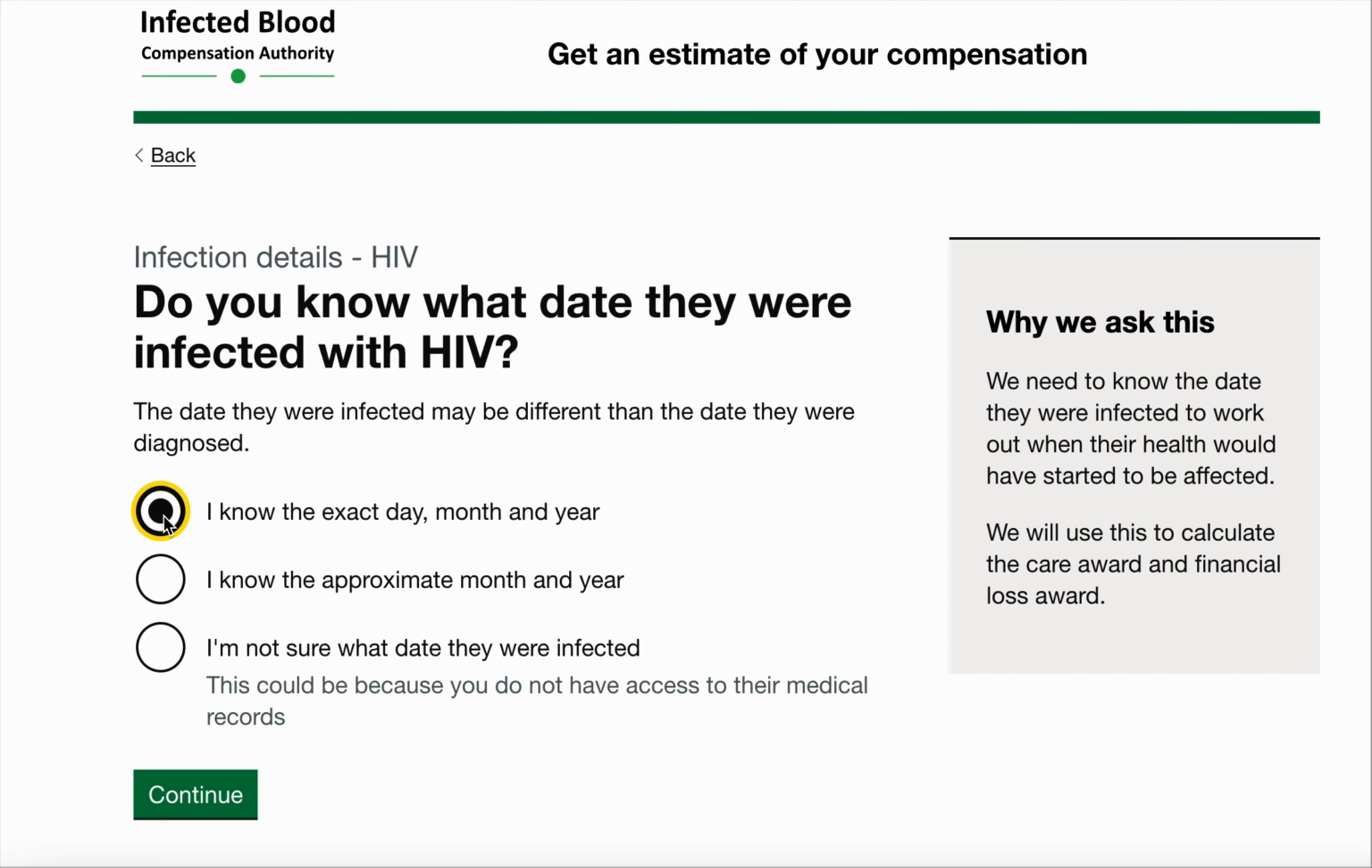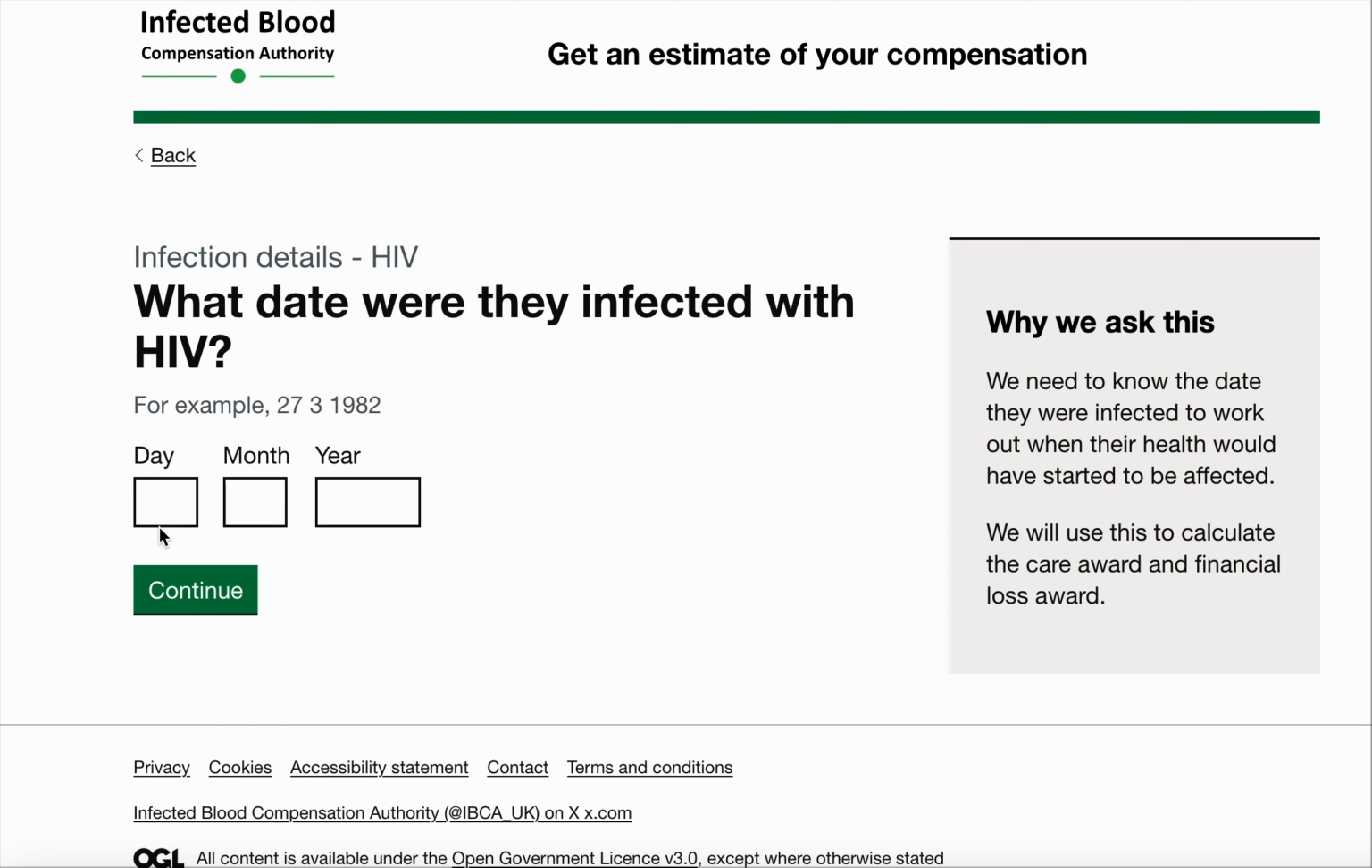If you select I know the approximate month and year or I'm not sure what date they were infected, you will be asked to provide an approximate date of infection. Click Continue and then enter the date. In this example, the person's date of infection is the 4th of April 1983.